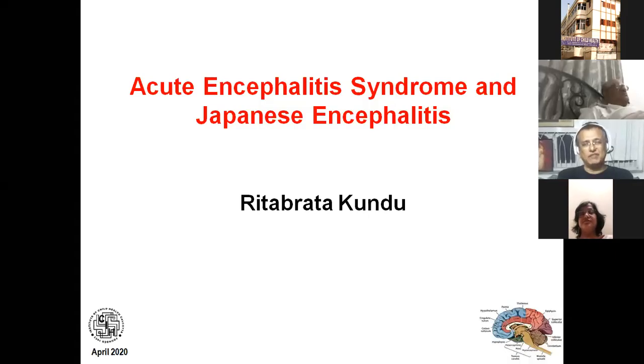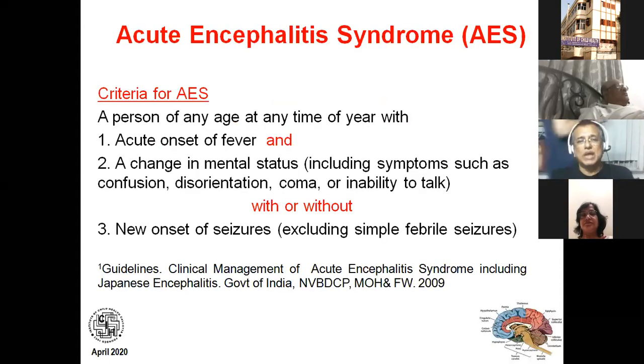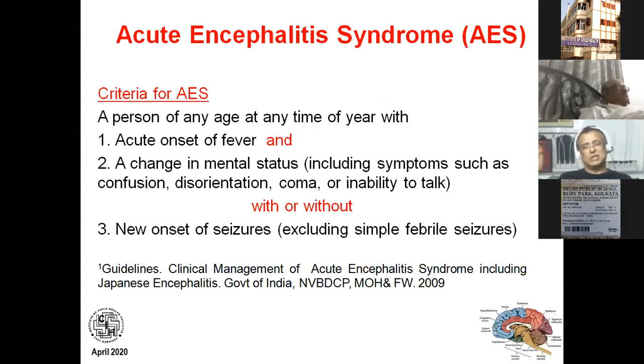With a slight emphasis on Japanese encephalitis, because the monsoon has already crossed the courtyard. To start with, acute encephalitic syndrome is a term which has been coined by the National Vector-Borne Disease Control Program. They usually wanted to cluster clinically similar neurological conditions in children.